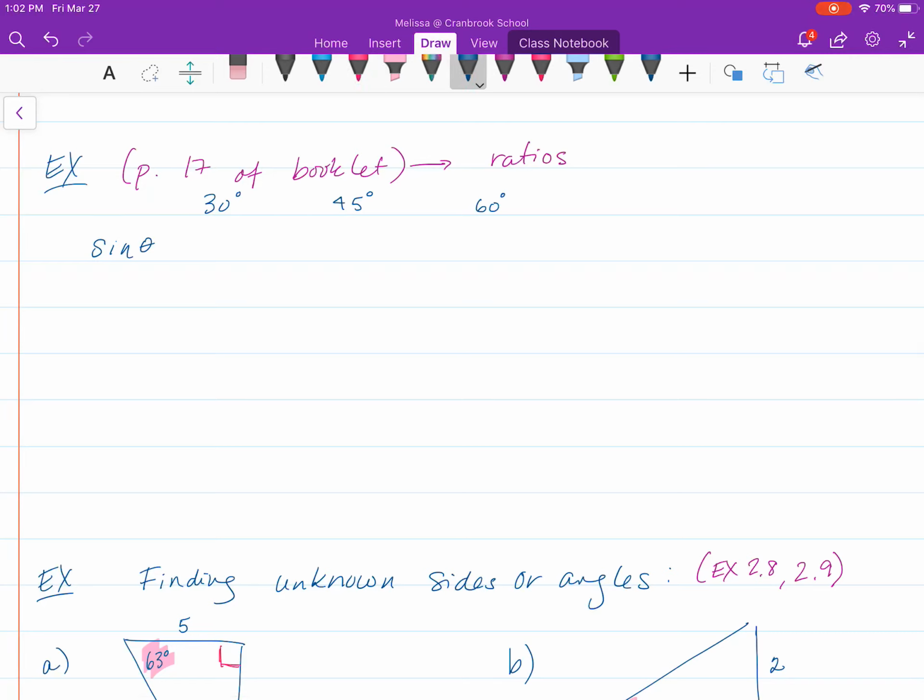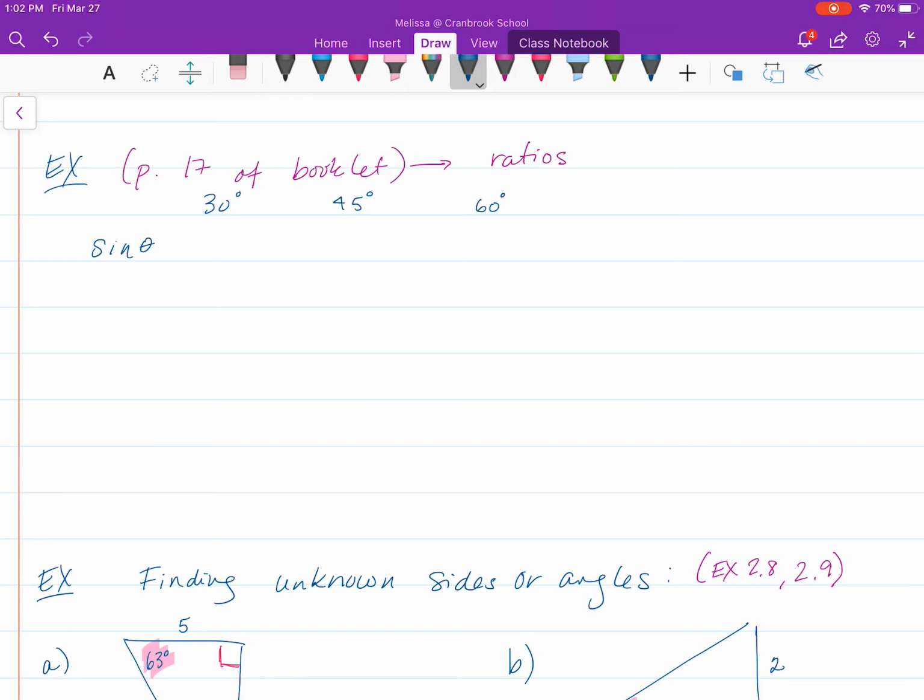Welcome back if you actually did pause. If you look at page 17, you'll see that we're asked to complete a table of values. What they're asking for is to fill in the ratios. And you can see I've already written down the first row, which is asking for sine of theta with 30 degrees, 45 degrees, and 60 degrees.